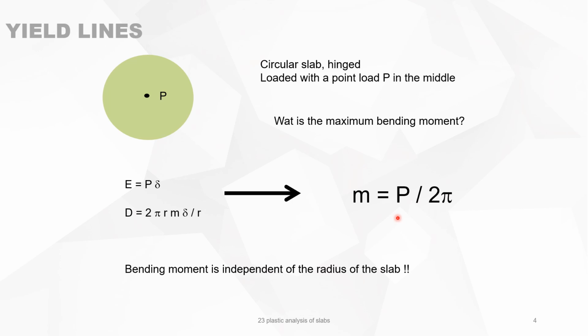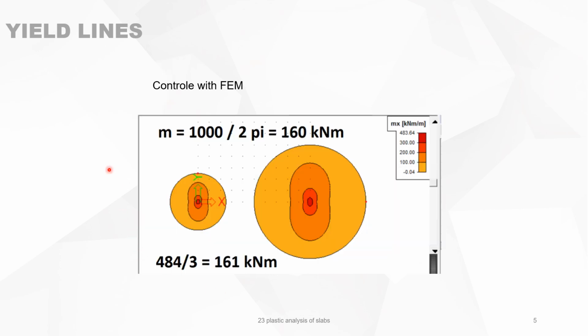This is strange. So the bending moment is independent of the radius of the slab. We call that the riddle of the sewer cover. How is that possible? We don't trust that, so we will check it out with a finite element method, and you see immediately in the color code that yes, indeed, the bending moment is identical, even if the radius of the slab is changed.